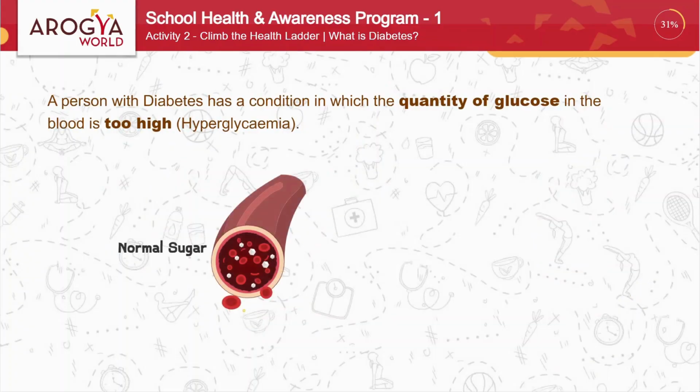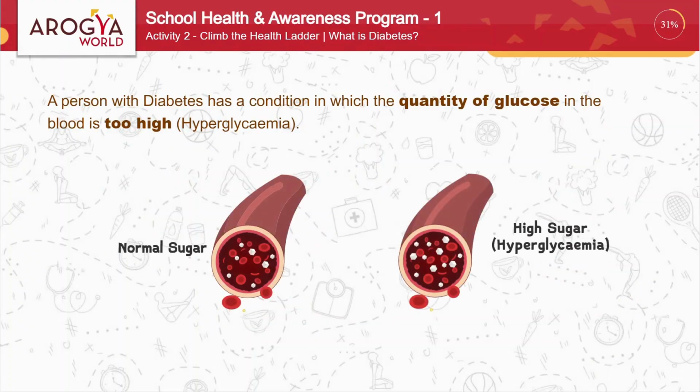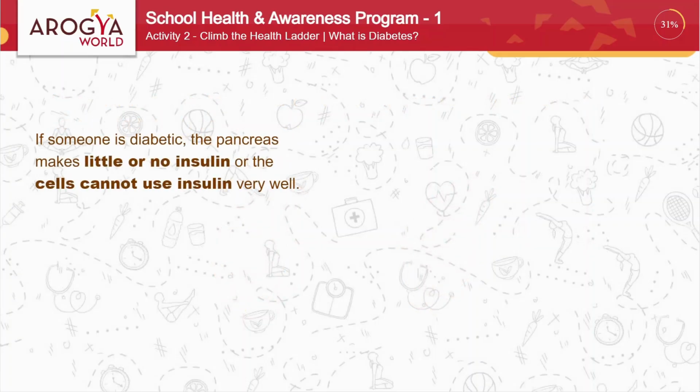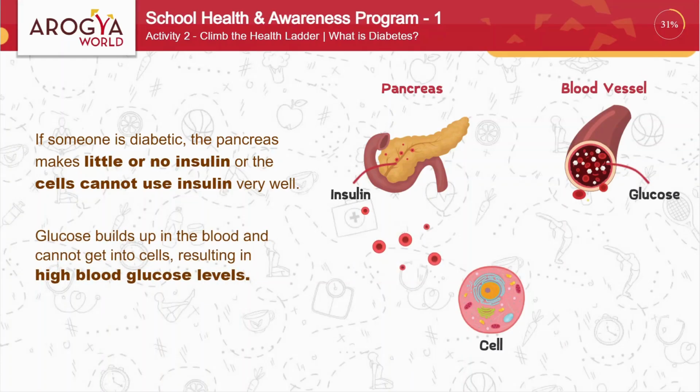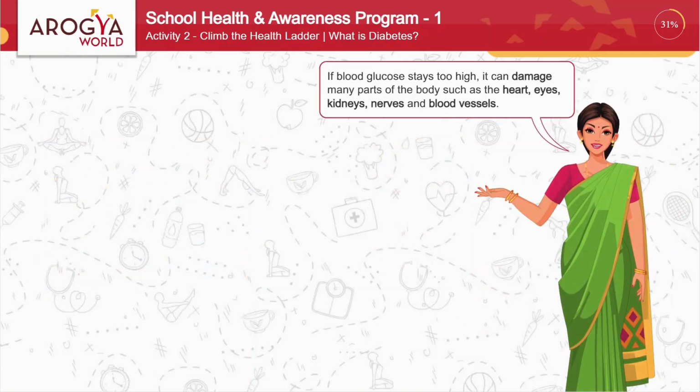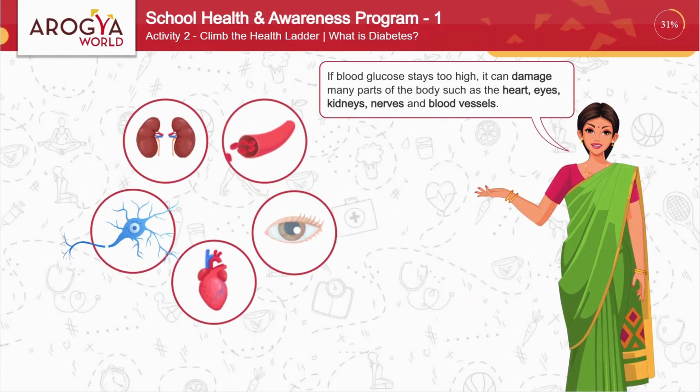A person with diabetes has a condition in which the quantity of glucose in the blood is too high, hyperglycemia. If someone is diabetic, the pancreas makes little or no insulin, or the cells cannot use insulin very well. Glucose builds up in the blood and cannot get into the cells, resulting in high blood glucose levels. If blood glucose stays too high, it can damage many parts of the body, such as the heart, eyes, kidneys, nerves, and blood vessels.